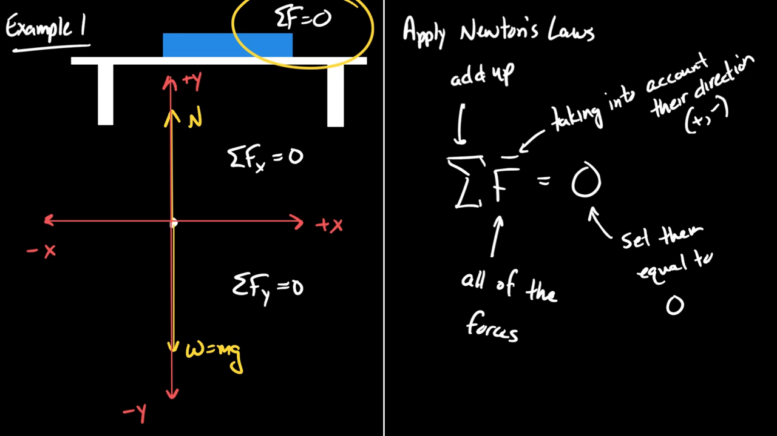We have 2 forces here. We have none in the X direction, so I don't even have to worry about the X direction. But I have 2 in the Y direction, so I'm going to add up all the forces in the Y direction. There's 1 pointed upwards and 1 pointed downwards. So positive N minus W equals 0. I'm just following the instructions. That's all you do.